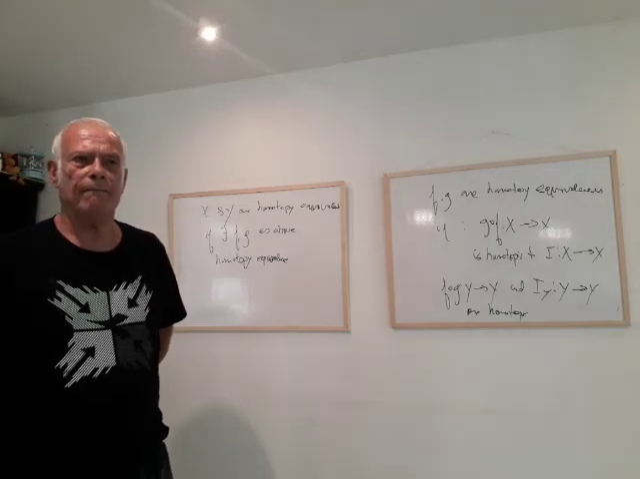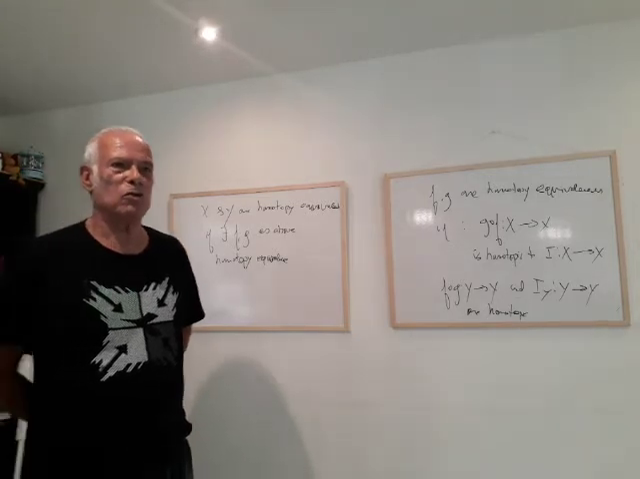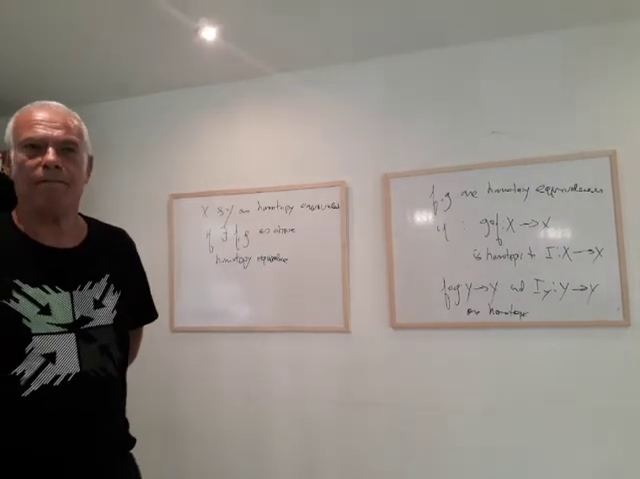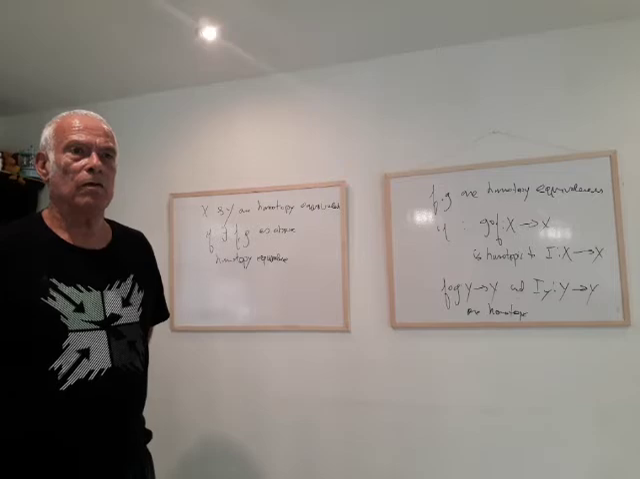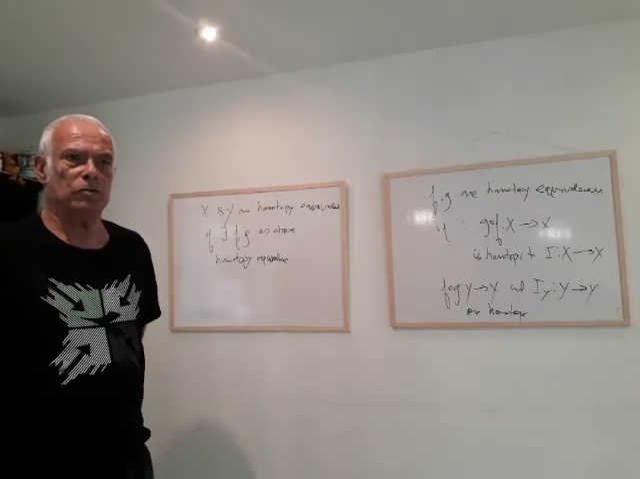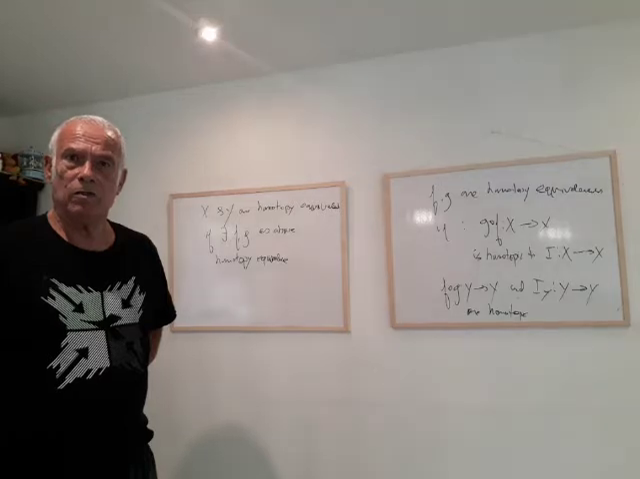You could ask if G and F is homotopic to I. Yes. Or you could ask if G and F is homologous to I. Yes. I see. Definitely, it's a weaker condition. So that's the stronger condition. Okay. Can we give an example, maybe?